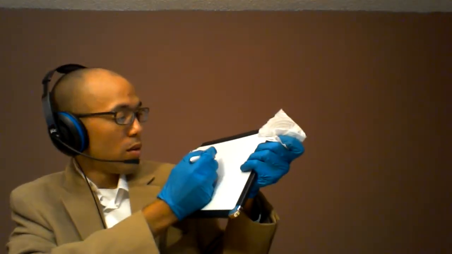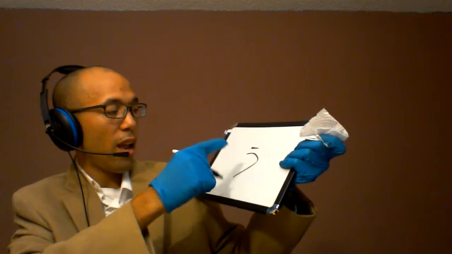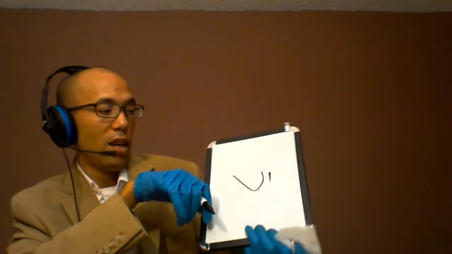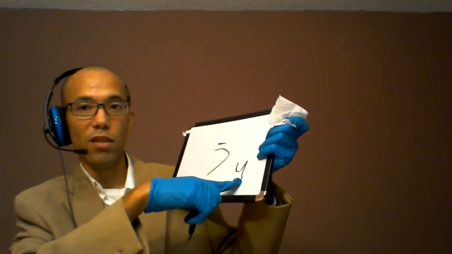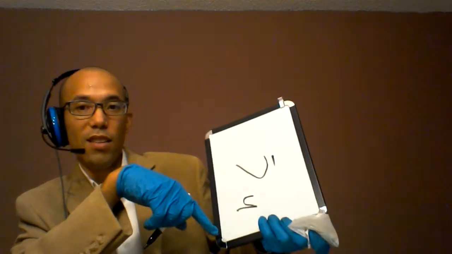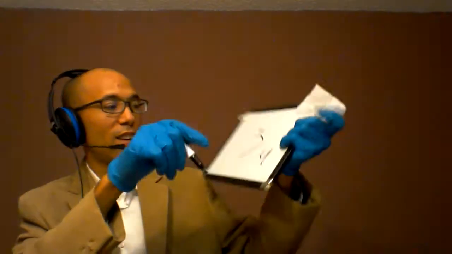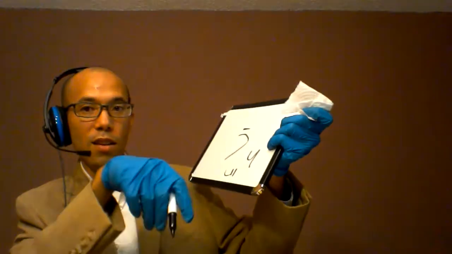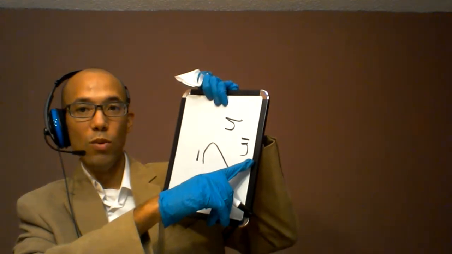U looks like a sideways U. So if you turn it like this, it looks like a U. So our English U looks like that. My handwriting's terrible, but that's a U. And sideways it looks like that. So if you make a U and then you turn it, then you get a Japanese U.